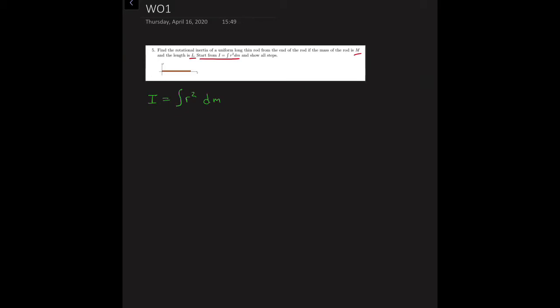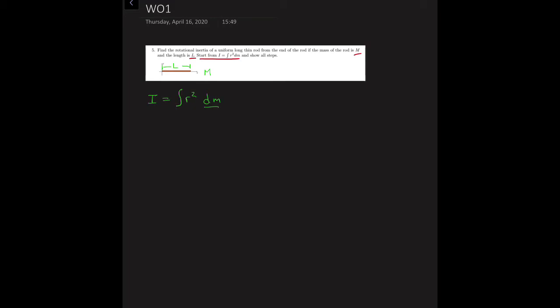However, we know in our example here we have a length L of this rod, and its mass is M. So we know we're going to integrate from 0 to L. We want to integrate along the length. So that means that we need to change dm into dl, and some change in length there.